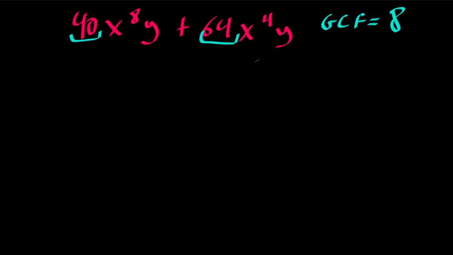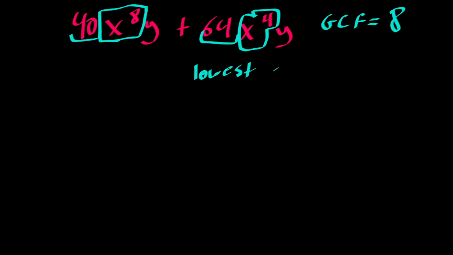All right, now this is where things get more interesting. Let's look at x to the 8th and x to the 4th. Both of these terms do have x, which means I can factor out an x. However, I want to factor out the lowest exponent. The lowest exponent is pretty obvious: between 8 and 4, the lowest exponent is 4. So I can divide out x to the 4th.